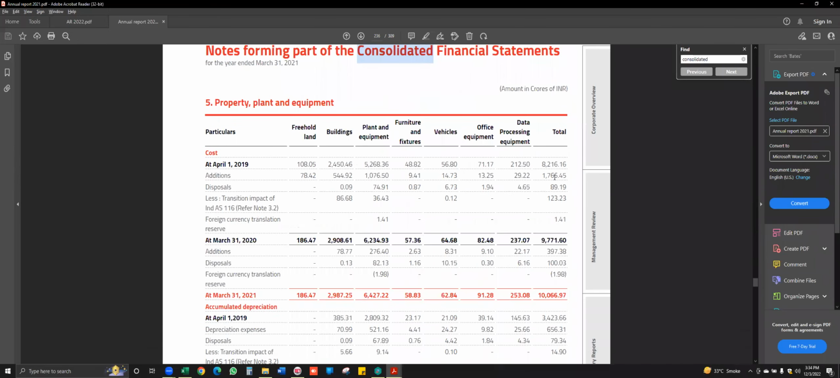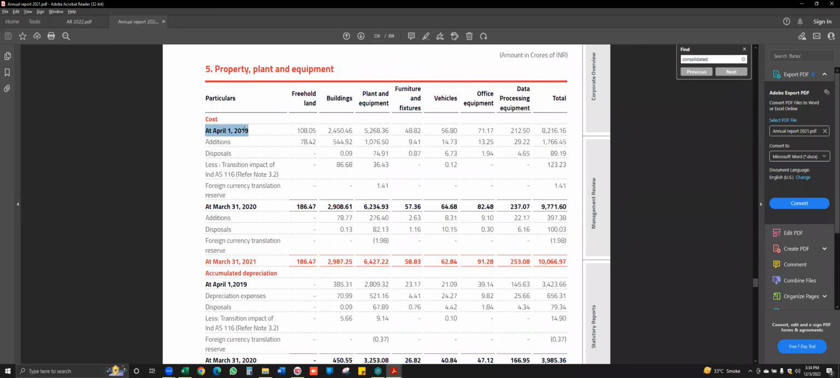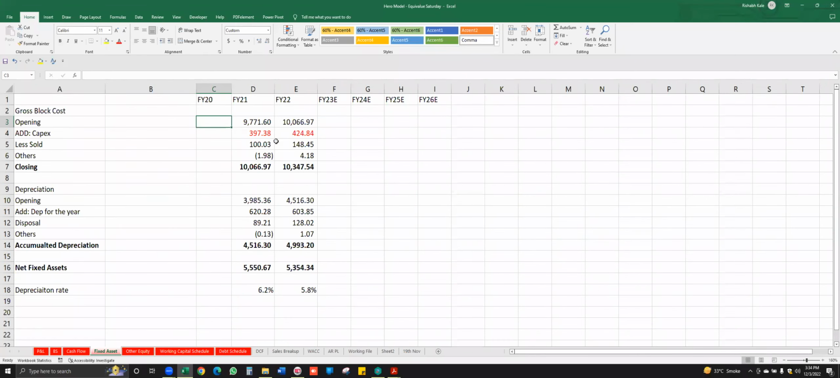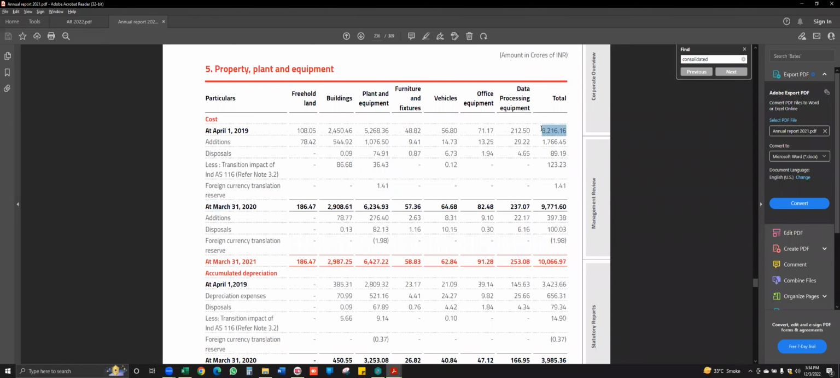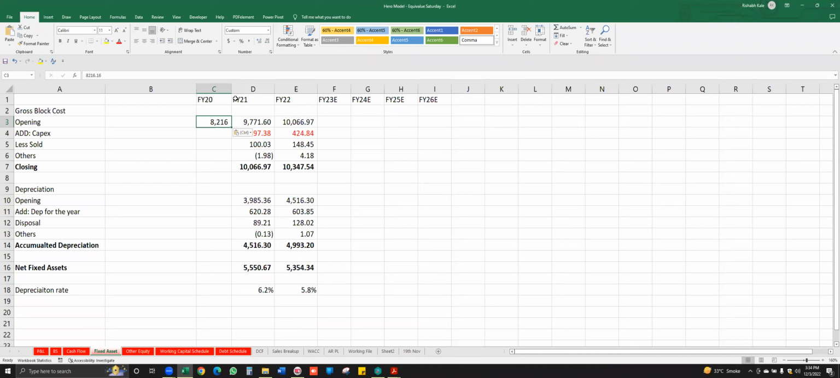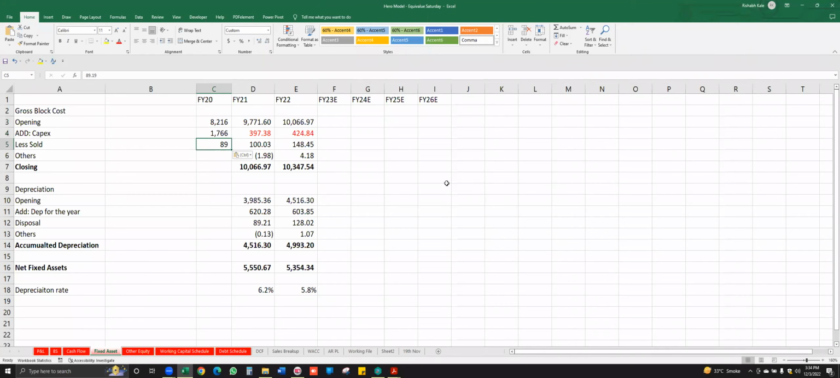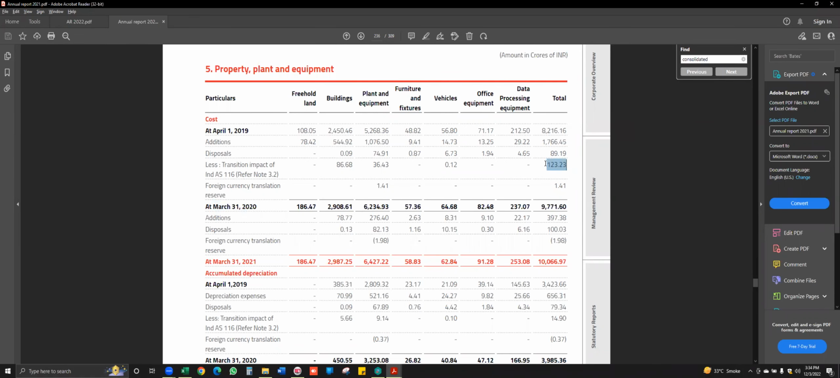Note 5, over here. Okay, now April 1 means what? April 2019 will be opening for March 2020. We are finding March 2020, right? This is the opening of March 2020. Then addition, disposals, and these are 2 things which are in others. Is what? This is less.